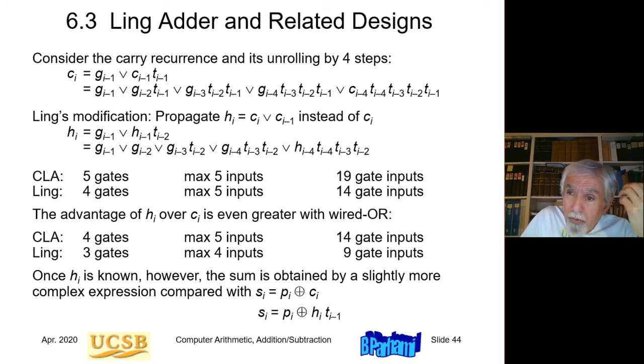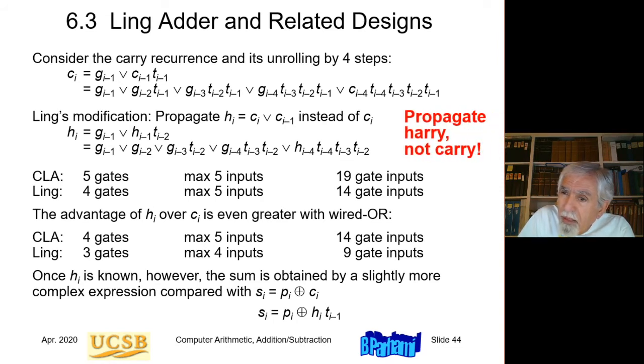Basically, what is the role of all those intermediate carries? We need those carries in order to form the sum bits, okay? The carries themselves are not of interest to us. So if we can propagate some other information that also allows us to form the sum bits, they don't have to be carries, they can be some other information from the stages on the right propagating to the left. And he called that information H, and I sometimes call that Harry instead of carry. So what is propagated from stage to stage is not carry, but it's Harry, H.